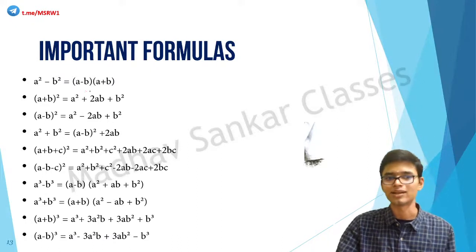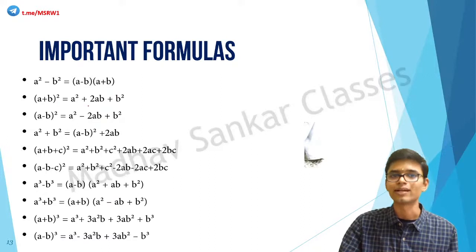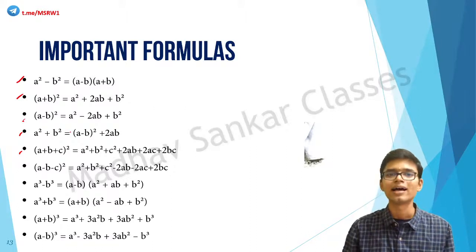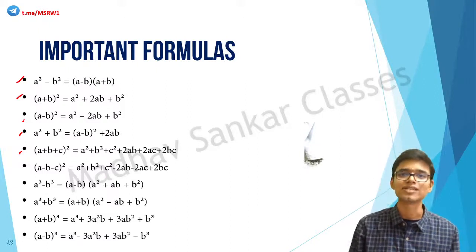A square minus b square is a minus b into a plus b, the whole square, a square plus 2ab plus b square. So these are things that we have studied in our younger classes. So please do go through these formulas and learn them by heart so that things will be much, much easier for you. Okay, now let's start with some questions.